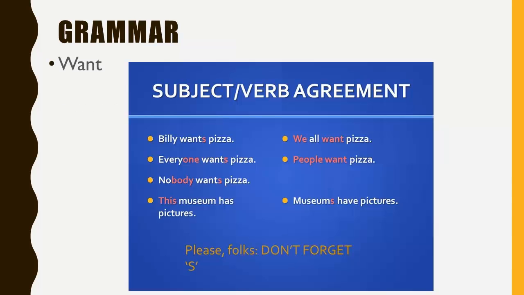With want, you express desires. For example, Billy wants pizza. We all want pizza. Second example, everyone wants pizza and people want pizza. Third one, nobody wants pizza. And finally, this museum has pictures, or museums have pictures. Remember the use of need, want, and plurals.